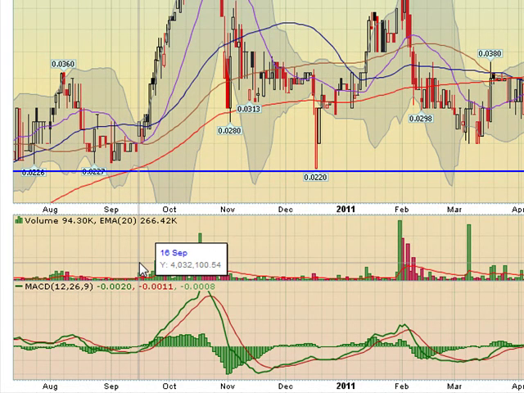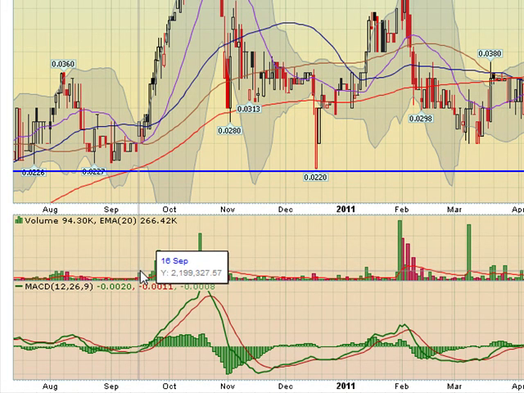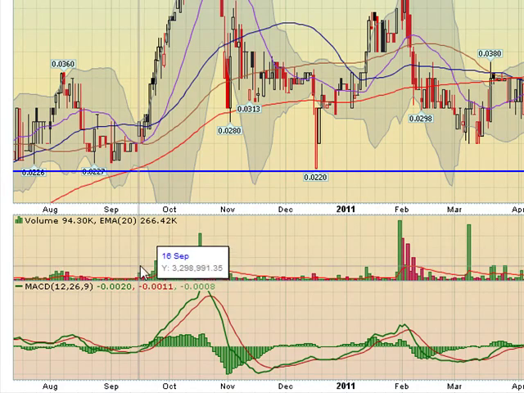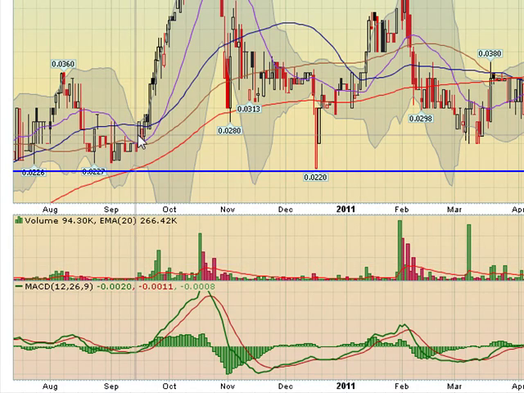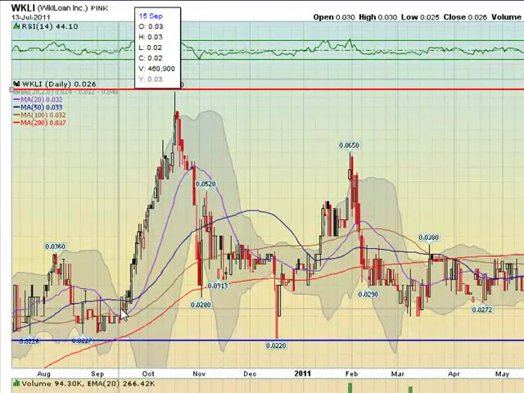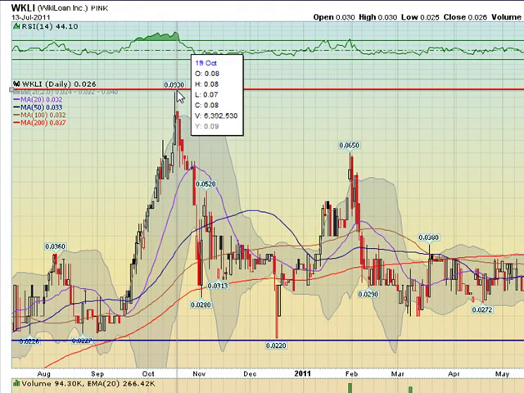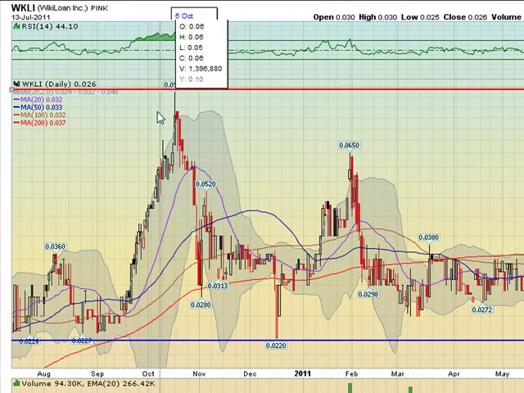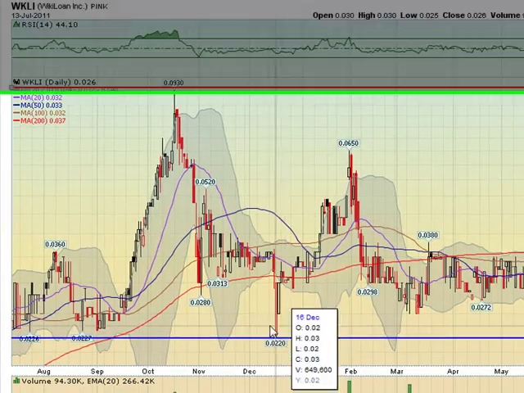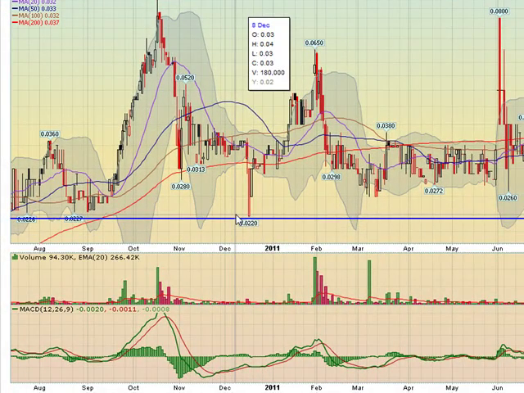What was really important to notice is that on this day here, around the 16th or 17th of September, you can see that volume started to come in, and it sent the price from about 3 cents, where we were trading, all the way over 9 cents by mid-October. From here, we basically moved all the way back down to our lows of 2 cent area support.